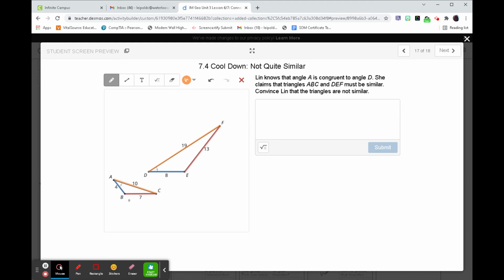Okay, so let's move on to the red section. The red one, BC, is 7, but the corresponding segment, which would be the second largest, is E to F. Well, E to F is 13. 13 is not twice 7, so no, we don't have to go any further. But if you chose to do the yellow one first, and you said, okay, well, 10 and 19, well, 19 is not twice the size of 10. So no, it doesn't work either way you look at it.